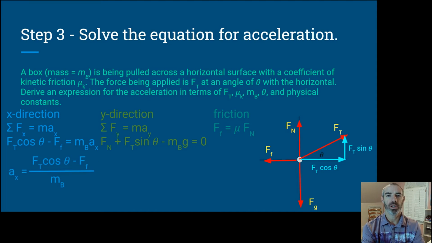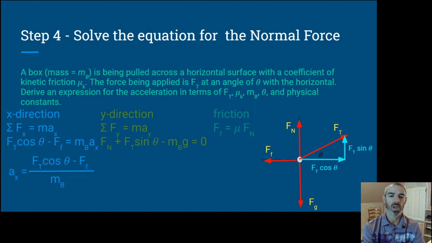Now at this point you might say, okay, I'm done, I found my acceleration, but the friction force cannot be in my final answer. So my next step is I'm going to go to my y direction equation and solve for the normal force. Normal force is equal to mg minus FT sine theta. Well, that doesn't help me either.